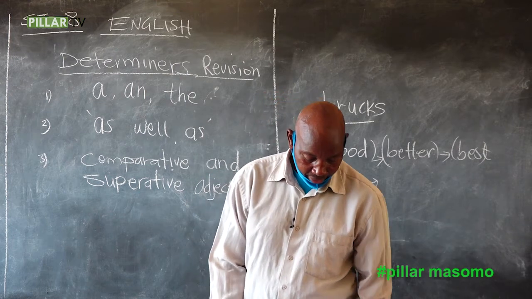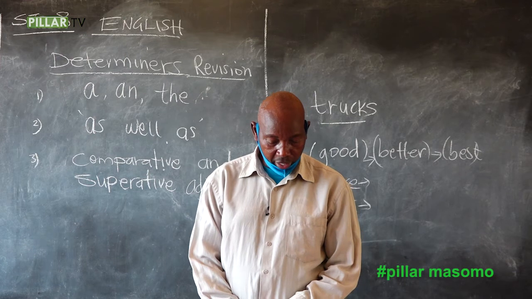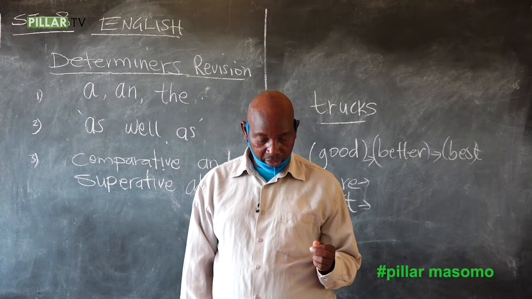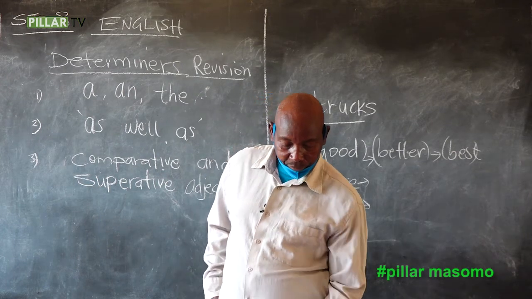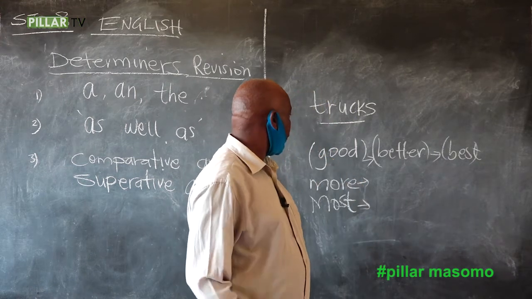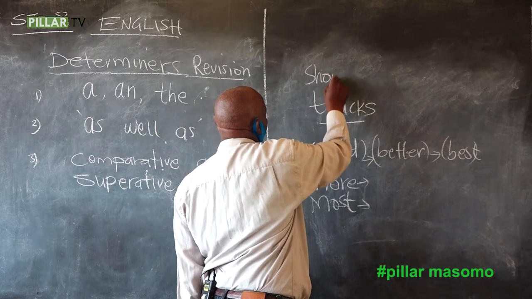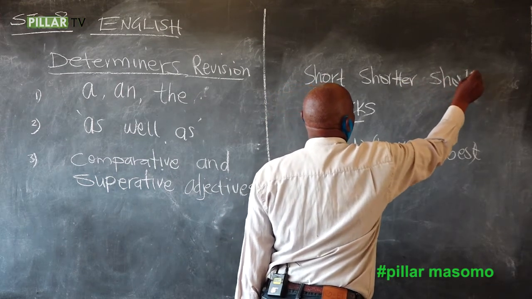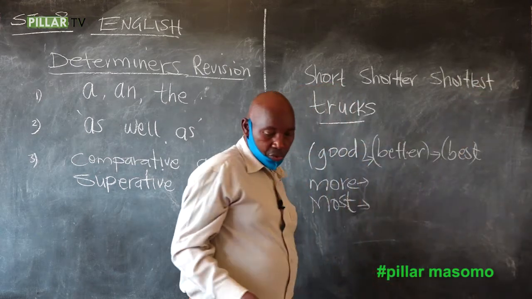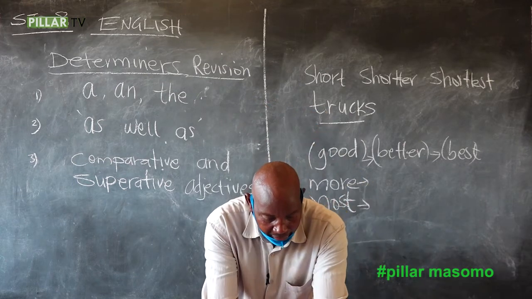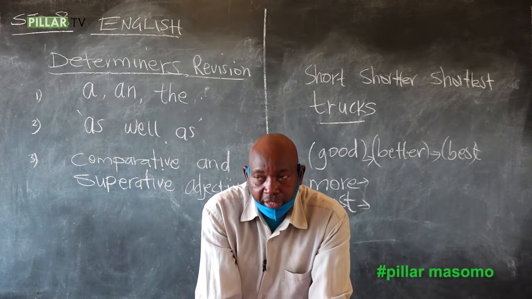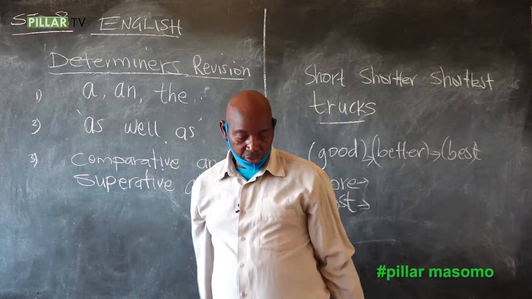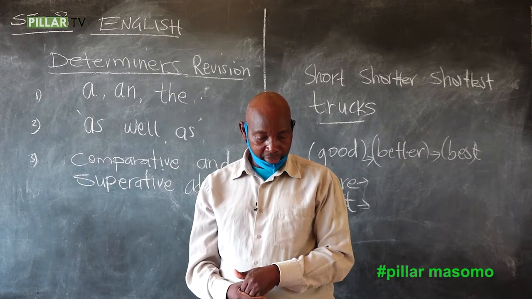Another sentence. The dash shot of the four girls is my sister Moni. We are using shot, and the word short follows short, shorter, shortest. So we can say that the shortest of the four girls is my sister Moni. That is how we can put that one. The shortest of the four.